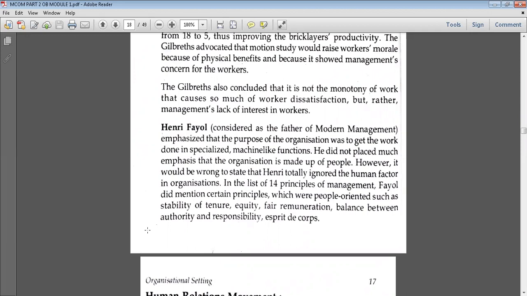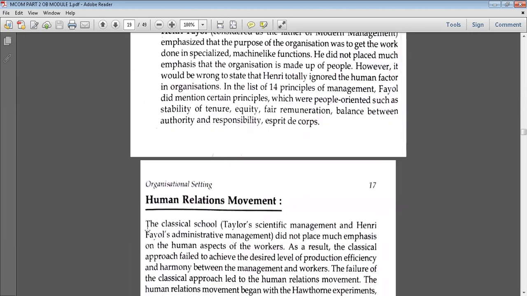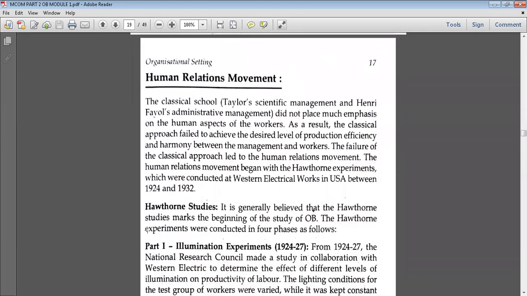So this contribution again, Fayol is considered the father of modern management. His contribution is immense, as I told you. He has given many such theories which explain how human beings or employees are to be considered a very important asset in an organization. Then comes the human relations movement.